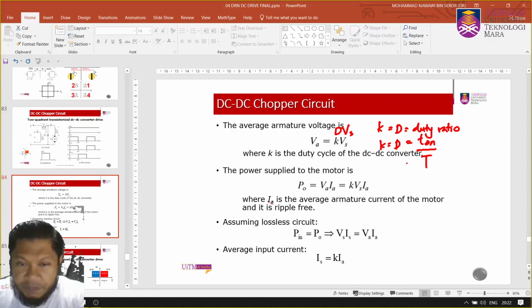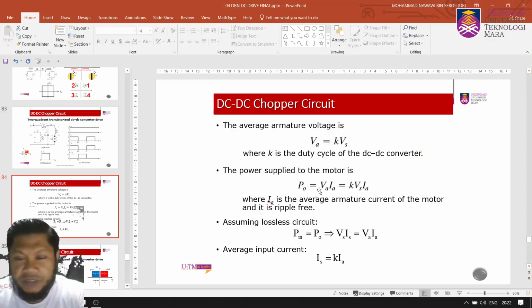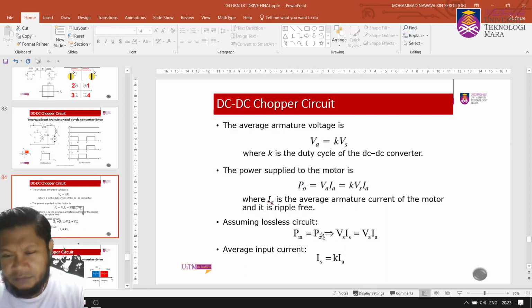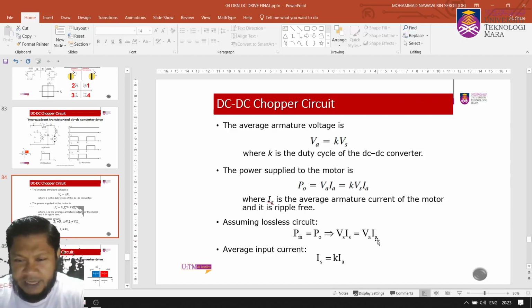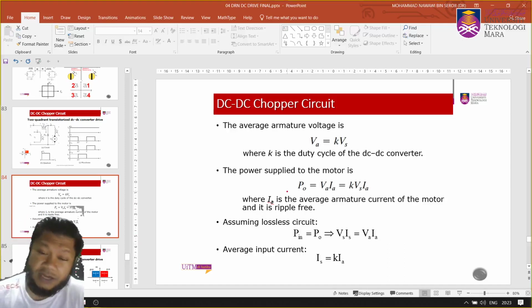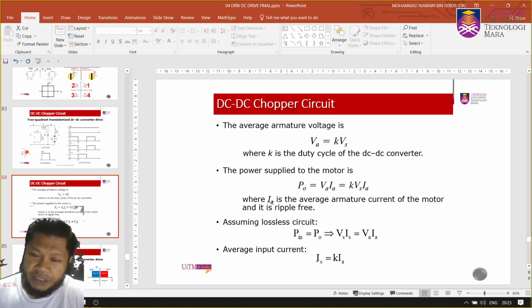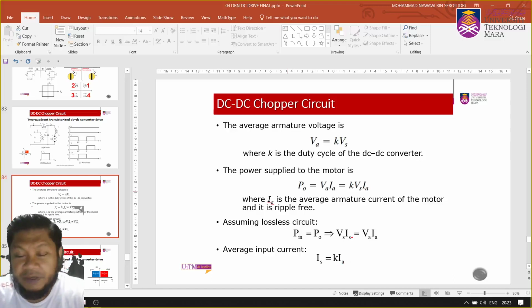The power supplied to the motor is the output, equal to the average value VA multiplied by IA, and that also can be represented by supply voltage KVs IA. IA is the average armature current of the motor, and it's ripple free. Assuming a lossless circuit, we have P in equals P out. Therefore VS IS equals VA IA, and therefore you can get the current equation: IS, the supply current, equals K multiplied by IA, the armature or output current. These are important related equations.